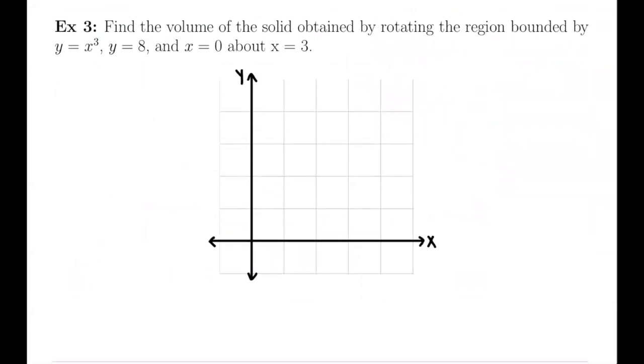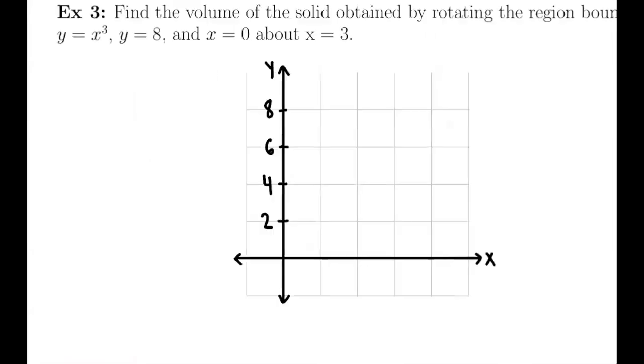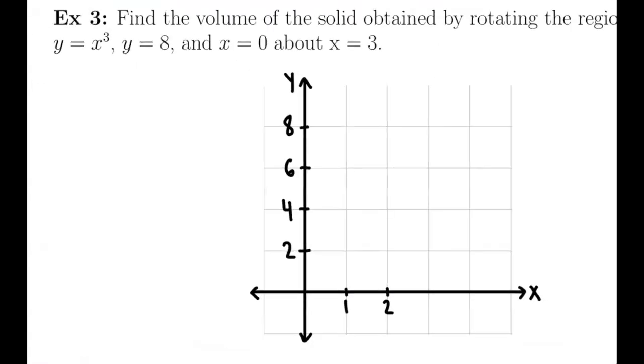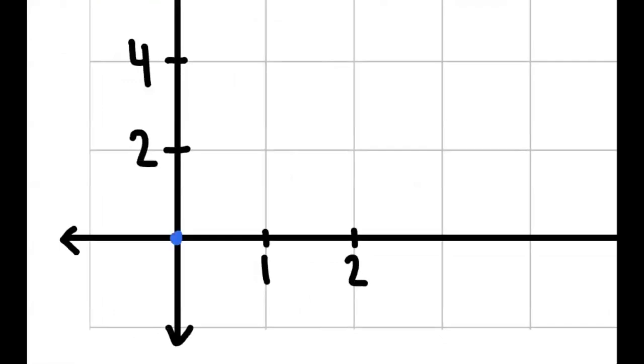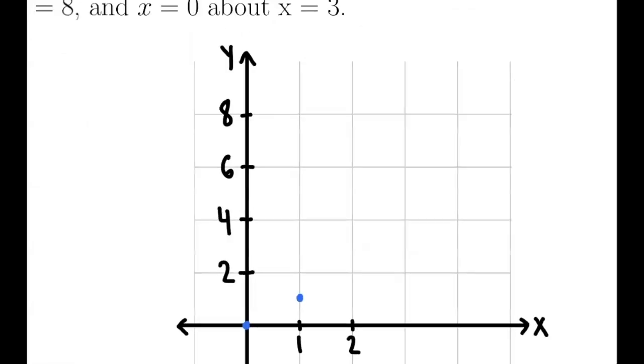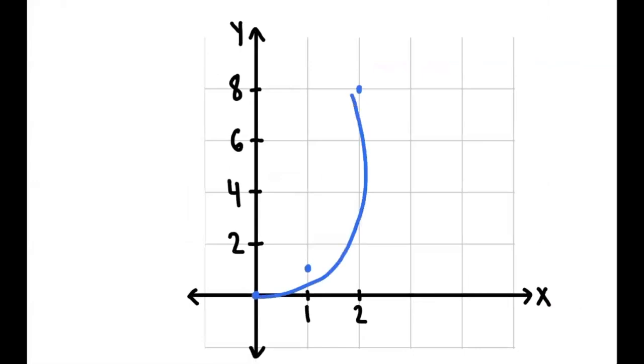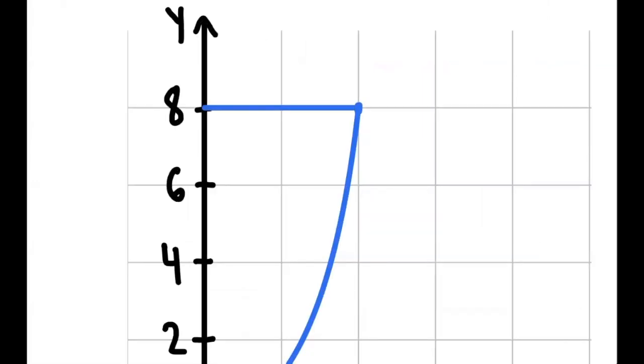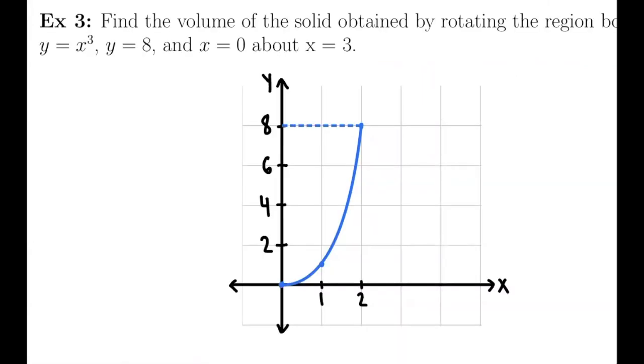So let's start with y equals 8. I'm going to make the y-axis go in increments of 2, and the x-axis will just go by 1. For x cubed, if you plug in 0, you get 0. If you plug in 1, you get 1. And if you plug in 2, you get 8. So you get this. And this is y equals 8 right here. I'll just make it dashed. So let me shade the region.